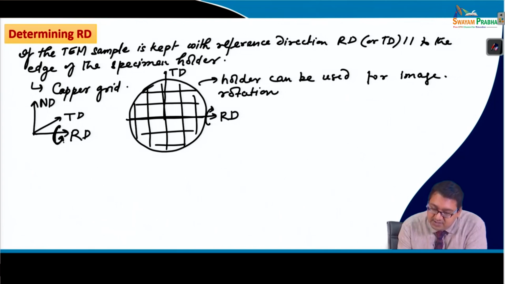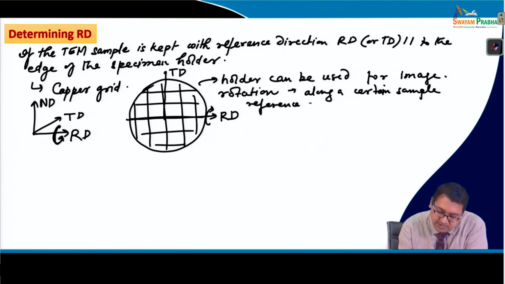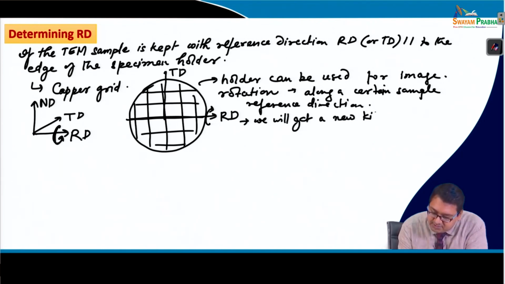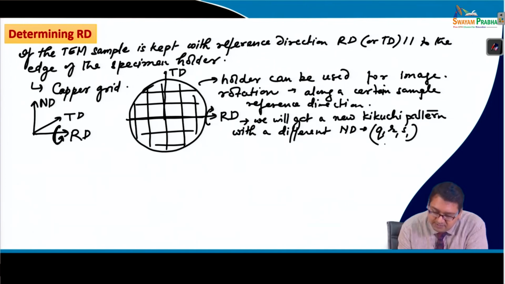So, if the holder can be used for rotation along a certain sample reference direction, we will get a new Kikuchi pattern, right? A new Kikuchi pattern, which will have a different ND. That means a different Q R S. Let us say it is Q1 R1 S1 this time, right?